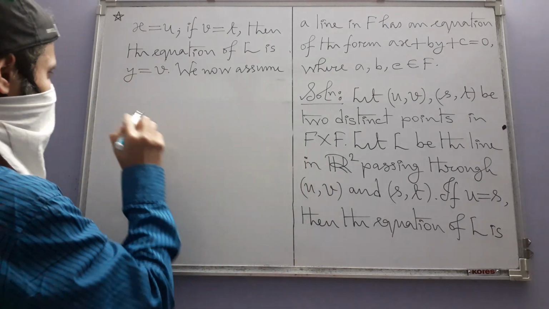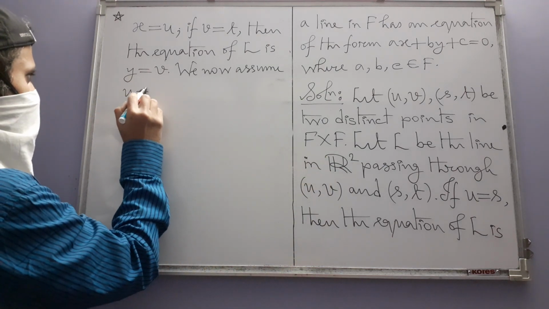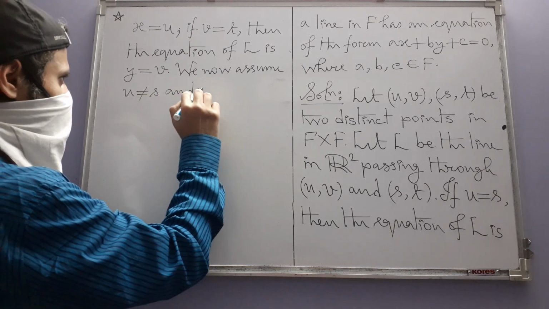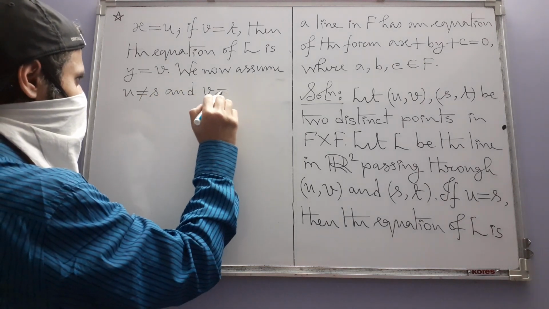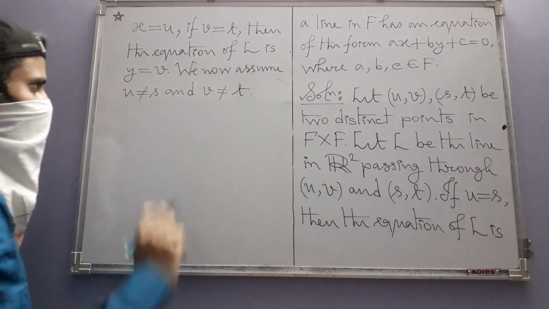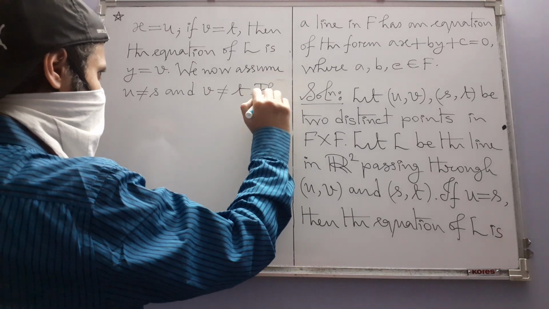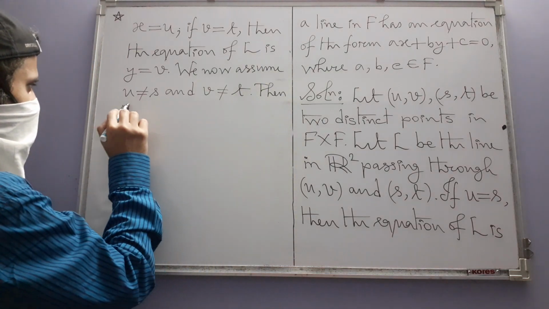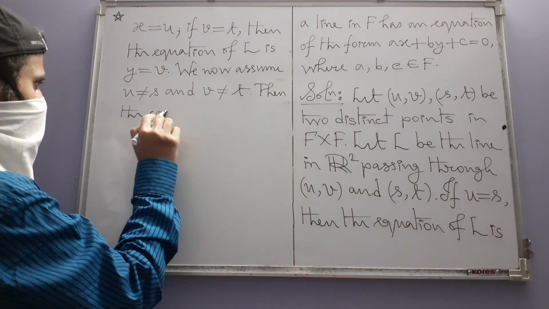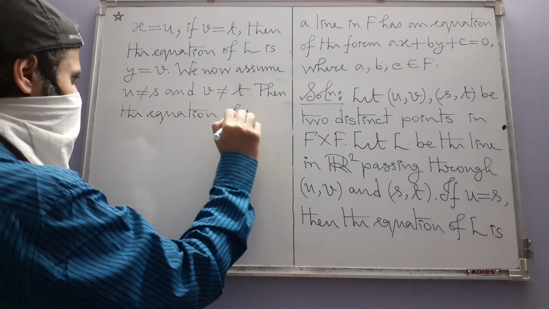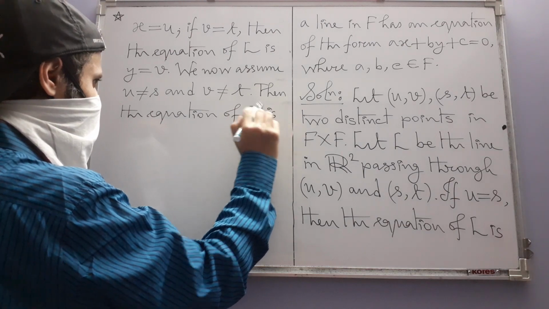u is different from s and v is different from t. Then the equation of L will be what?